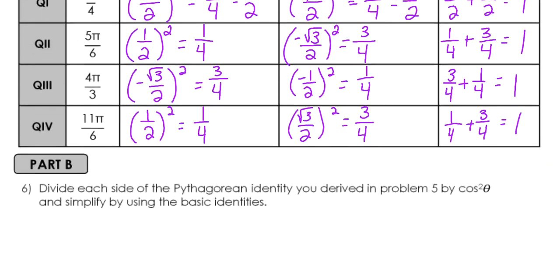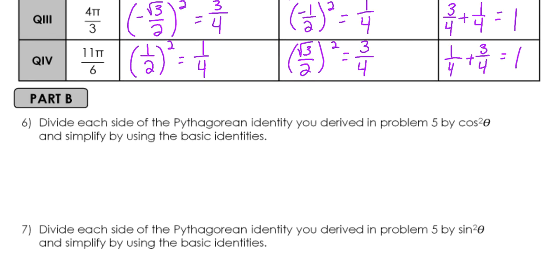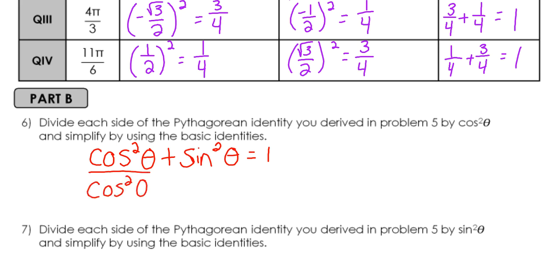All right, we're going to continue to build on that a little bit here. What we're going to do now is take what we already had, that key trig identity, and build another one based on it. So we are going to take that trig identity, cosine squared theta plus sine squared theta equals 1, and manipulate it a little bit. What we do here is divide each side of that Pythagorean identity by cosine squared, and then we're going to simplify it.